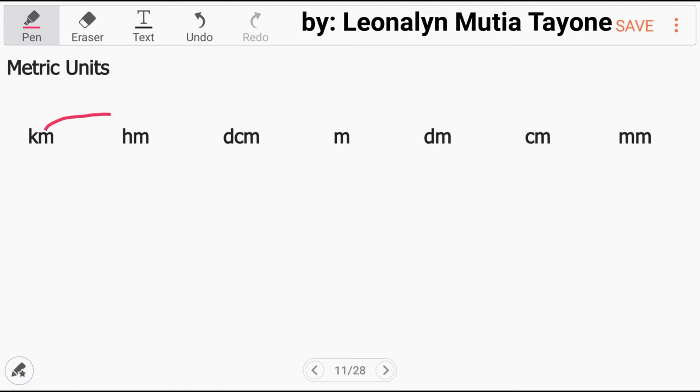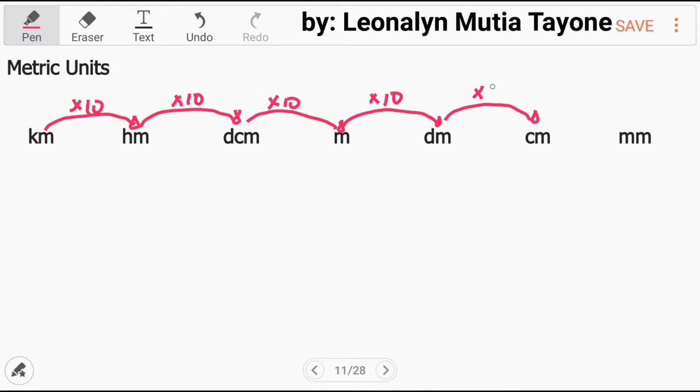1 kilometer is equals to 10 hectometers. So, times 10. 1 hectometer is equals to 10 decameters times 10. 1 decameter is equals to 10 meters times 10. Pareho lang yan dyan. 1 meter is equals to 10 decimeters. Next, 1 decimeter is equals to 10 centimeters. 1 centimeter is equals to 10 millimeters.